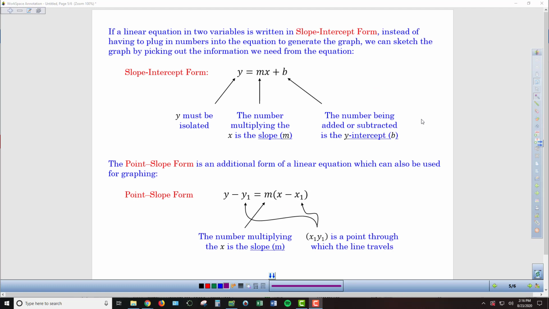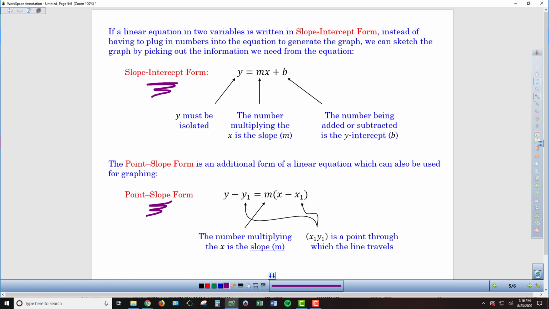So now that we've reviewed the concept of slope, let's take a look at these 2 forms of the equation, slope-intercept form and point-slope form, that give us the slope just by looking at the equation, and then give us some information about where the line is located, whether that's with a y-intercept or some other point, that allows us to, instead of having to plug in numbers like we did in the general form to find the intercepts and sketch the graph, we can just look at the equation, get the information we need, and sketch our graph.